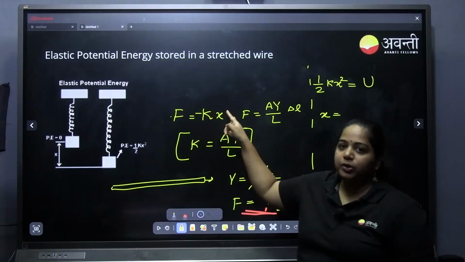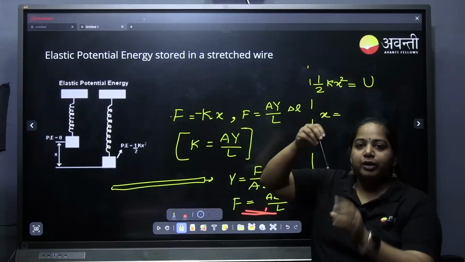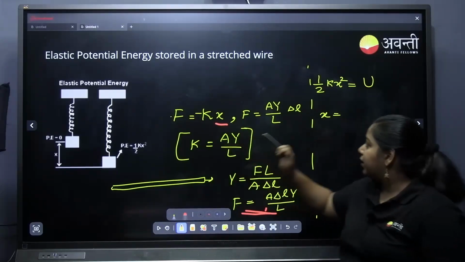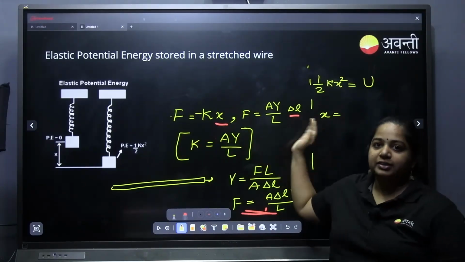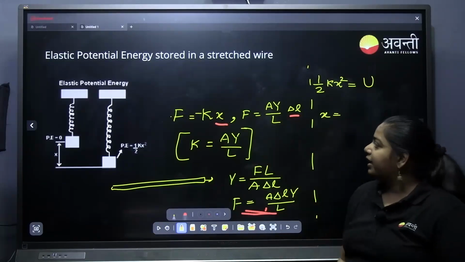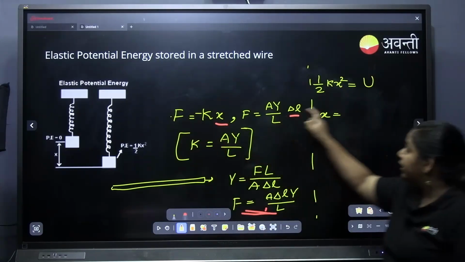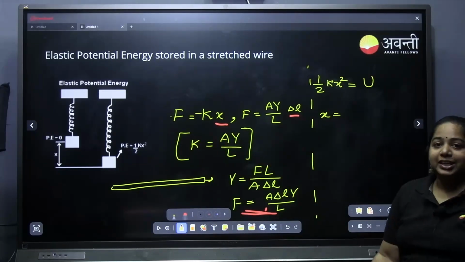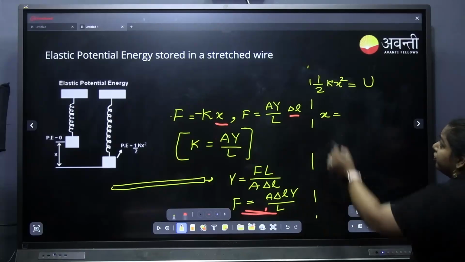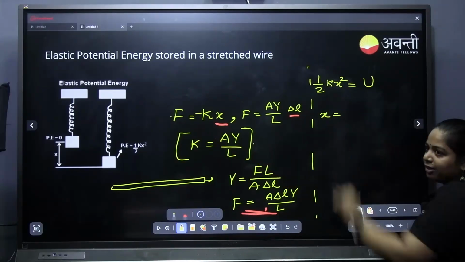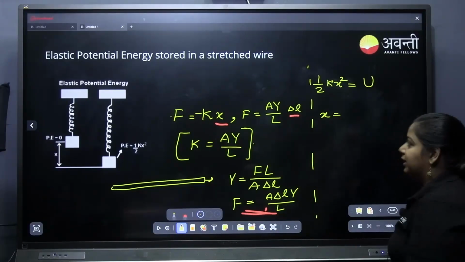Here again, some constant into x. So x is similar to elongation in spring. From the mean length, if you are pulling, that extra elongation is x. And extra elongation in wire is delta L. So if these two are similar, then I can say that K equal to AY by L. We already know an equation for potential energy stored in spring. That equation is half kx square. Now we got the value for k. If you get the value for x also, you can substitute them both and get a formula for potential energy.